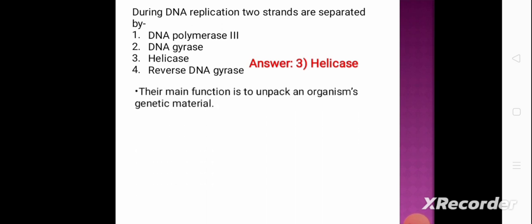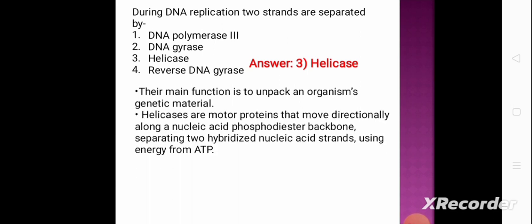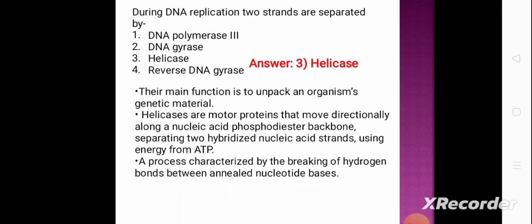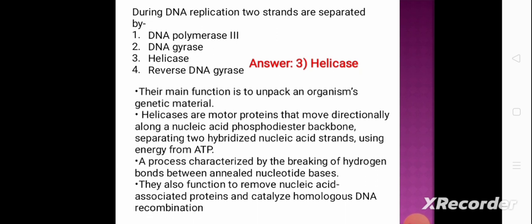The main function of helicase is to unpack an organism's genetic material. Helicases are motor proteins that move directionally along the nucleic acid phosphodiester backbone, separating the hybridized nucleic acid strands using energy from ATP. So helicase uses the energy of ATP to break down the hydrogen bonds between the nucleic acid bases. This process is characterized by breaking hydrogen bonds between the annealed nucleotide bases. They also function to remove nucleic acid associated proteins and catalyze homologous DNA recombination.